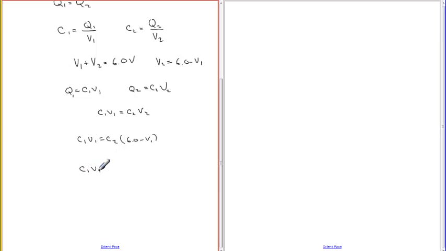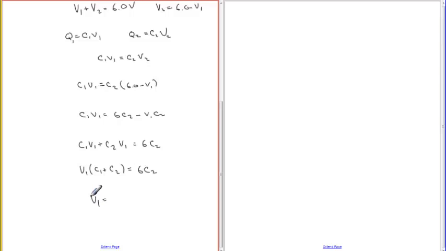So what we'll do is we'll multiply it out. So we get C2 times 6 minus V1 times C2, and then we'll add this to both sides. So you'll get C1 V1 plus C2 V1 is equal to 6 C2. You factor out V1, so you get V1 times C1 plus C2 is equal to 6 times C2, and then we can solve for V1. So V1 is equal to 6 times C2 divided by C1 plus C2.